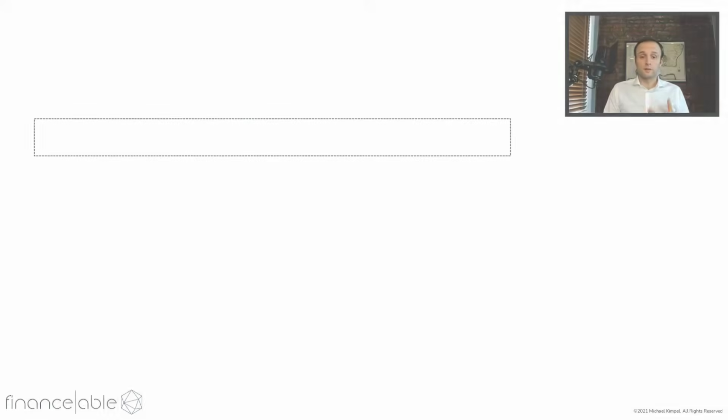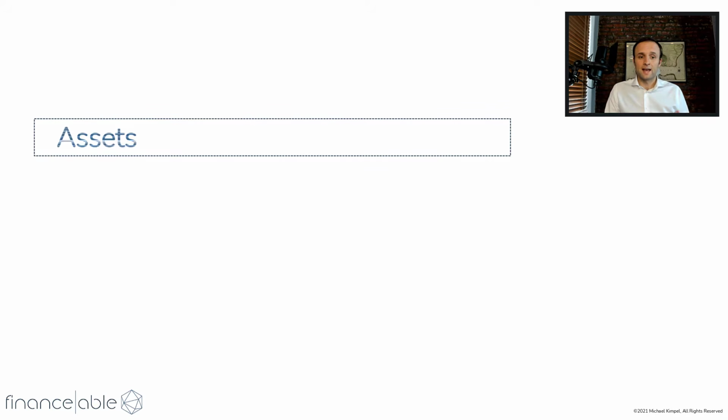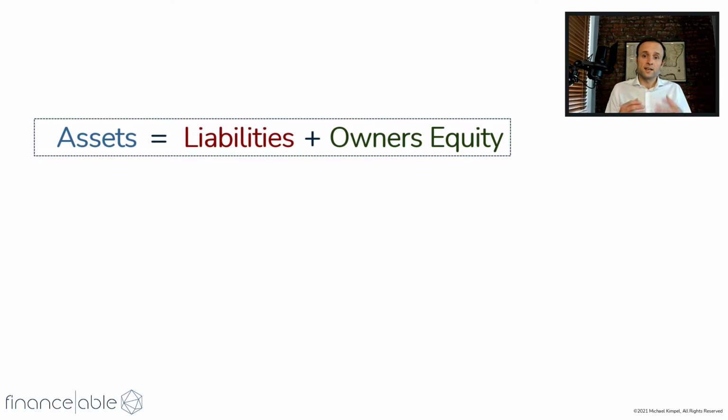Let's hop in here. So let's kick this off with the equation that gives us a balance sheet in the first place, which is also called the accounting equation. And that equation is assets equals liabilities plus owner's equity. And let's walk through each of these items one by one to explain what they are in substance.